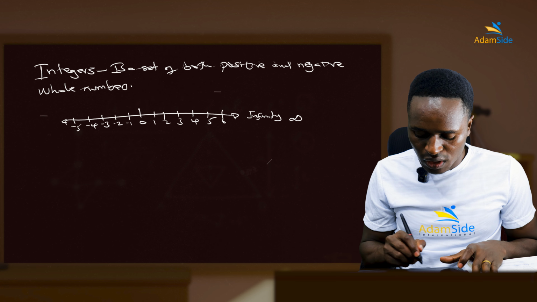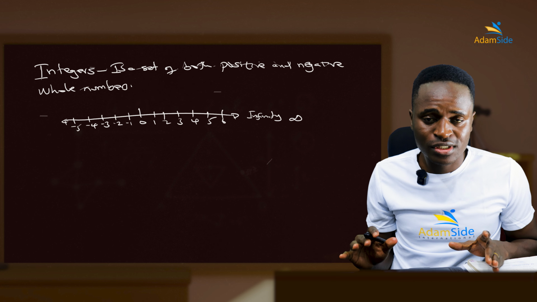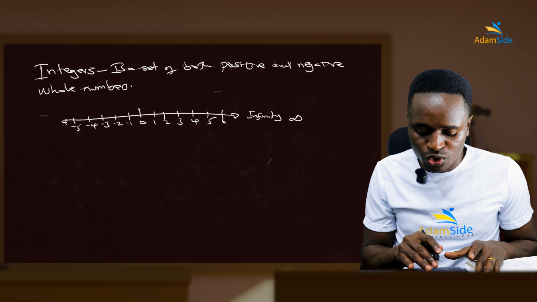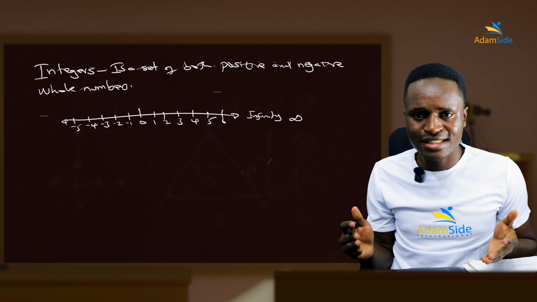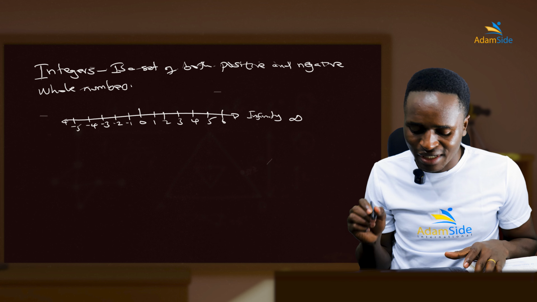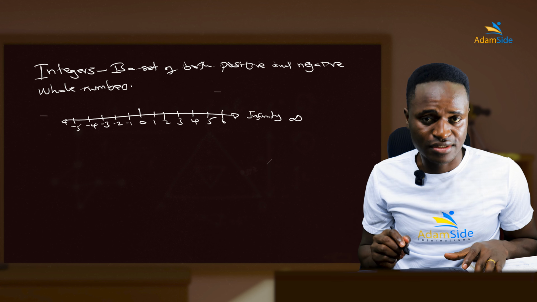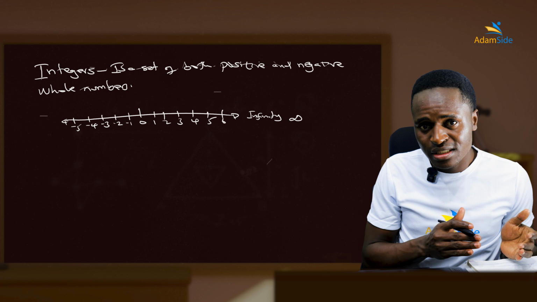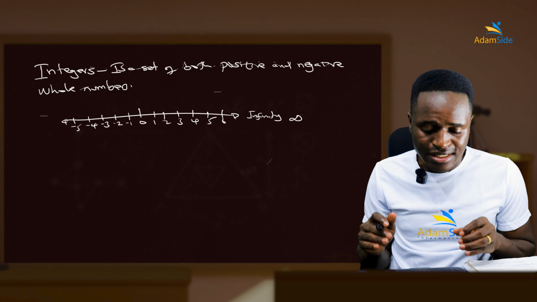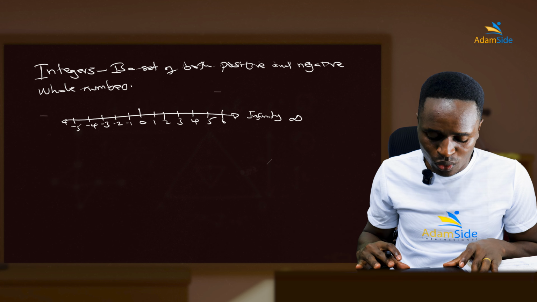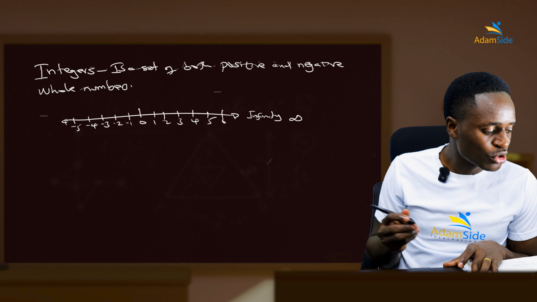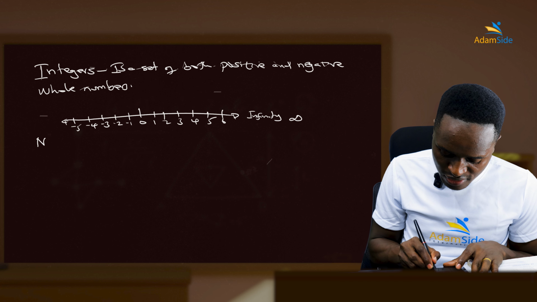So you see, champion, this is a most examined area. They just want you to know what integers are first. We say integers is a set of both positive and negative whole numbers, so from negative infinity to positive infinity. That's it. Then from this, you can be asked about natural numbers. What are natural numbers?